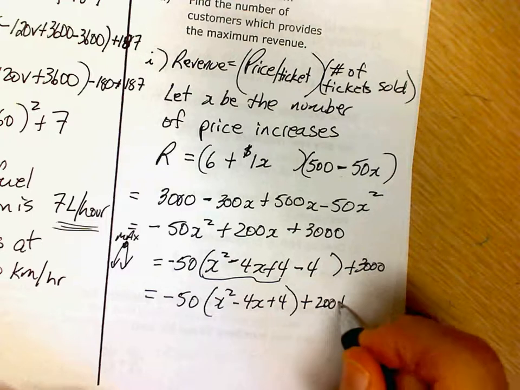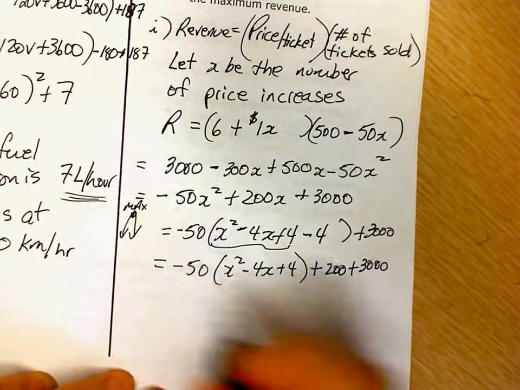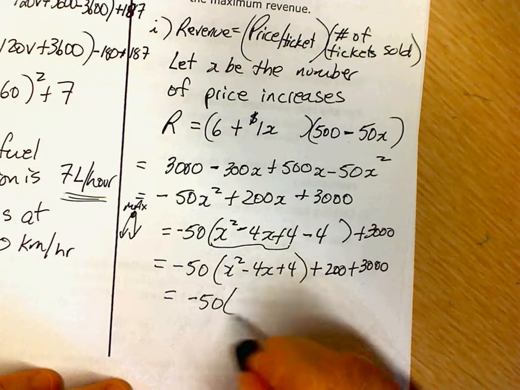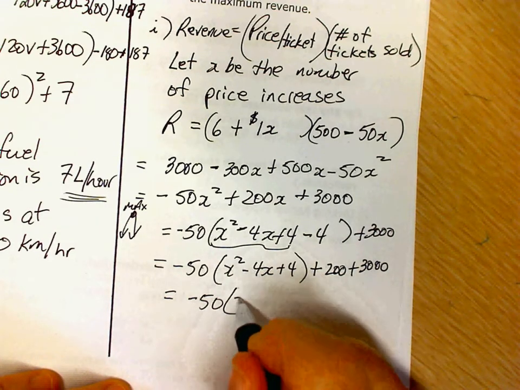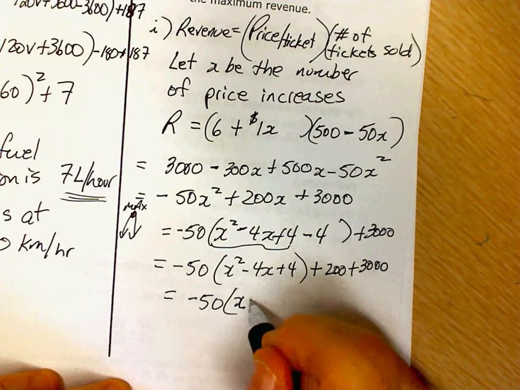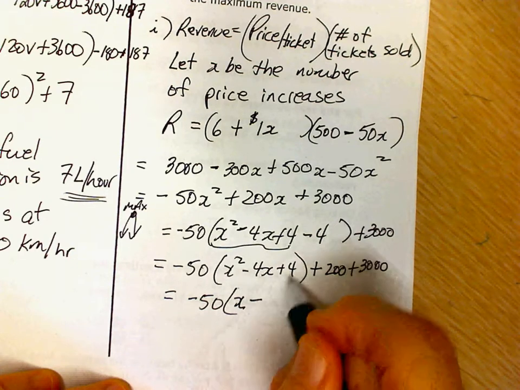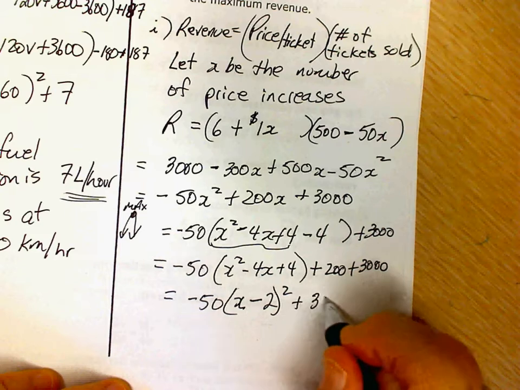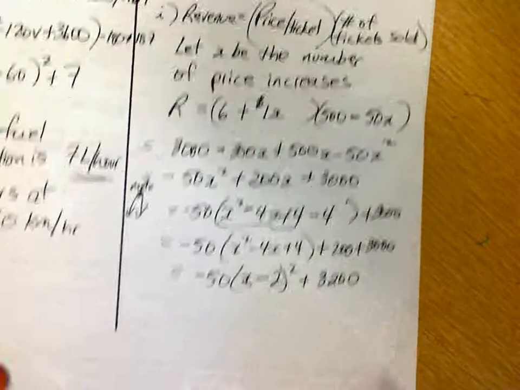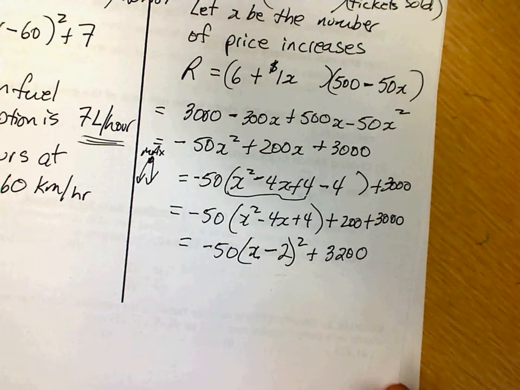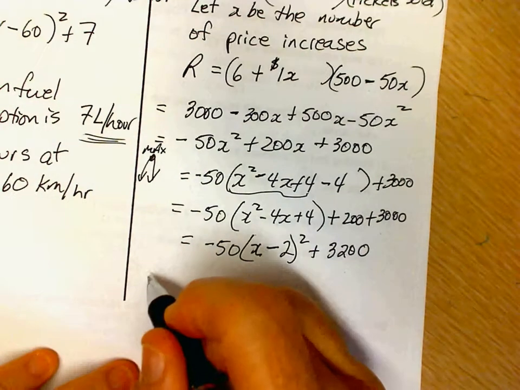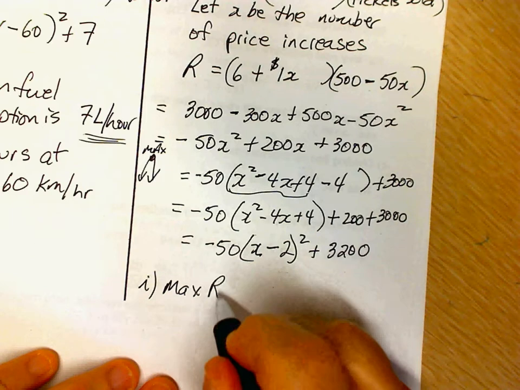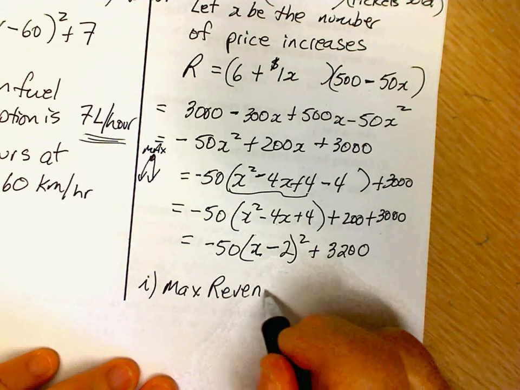Let's simplify this. Negative 50 times the perfect square trinomial factors. Square root of x squared is x, minus the square root of 4, which is 2, squared, plus 3,200. Max revenue is $3,200.